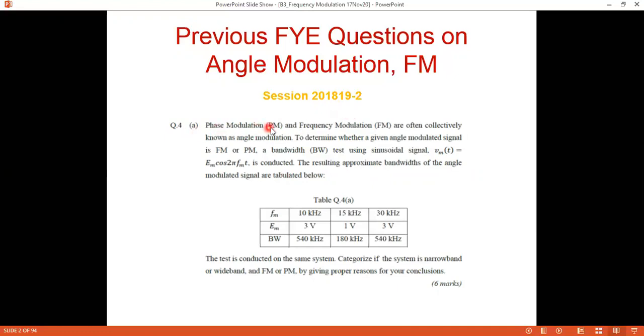2018-19 semester 2. PM and FM, often collectively known as angle modulation. To determine whether the signal is FM or PM, a bandwidth test using a sinusoidal signal is conducted. The resulting approximate bandwidth of the angle modulated signals is tabulated below. So this is our table for three different sets of experiments conducted on the same system, categorized as narrowband or wideband, FM or PM. Here we can notice the terms like FM, PM, wideband FM, narrowband FM, bandwidth, approximate bandwidth. I hope you can pay attention during the lecture wherever they are mentioned.